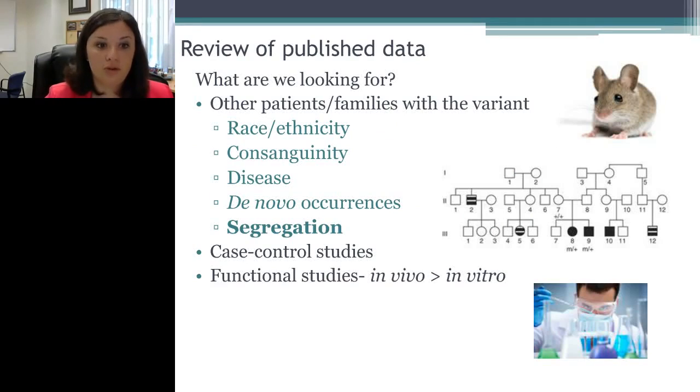So what are we really looking for when we're talking about published data? Obviously, we really want to try to find other patients or families with this variant. It's really important to note the race or ethnicity of these patients and families, if there's any consanguinity, what the disease is. Sometimes we see variants in many different diseases, so you really have to parse that out. It's important to note if there are any de novo occurrences of this variant. And then I think probably most importantly is the segregation of this variant with disease, or on the flip side, does this variant not segregate with disease?